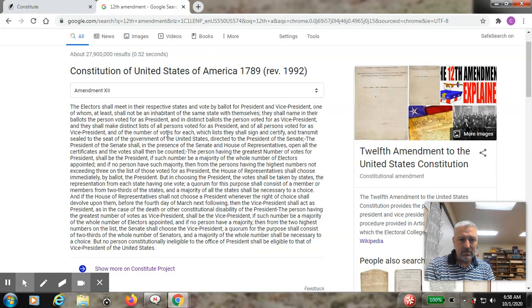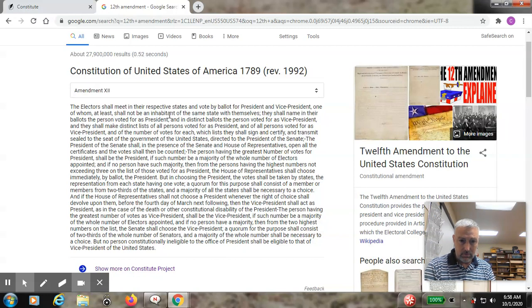And they shall make distinct lists of all persons voted for as president and of all persons voted for as vice president and of the number of votes for each, which list they shall sign and certify and transmit sealed to the seat of government of the United States, directed to the president of the Senate, who is again the vice president of the United States. The president of the Senate shall, in the presence of the Senate and House of Representatives, open all the certificates, and the votes shall then be counted.